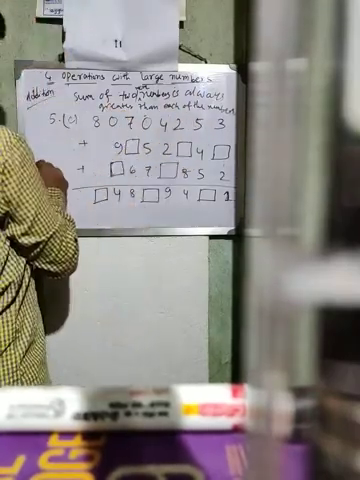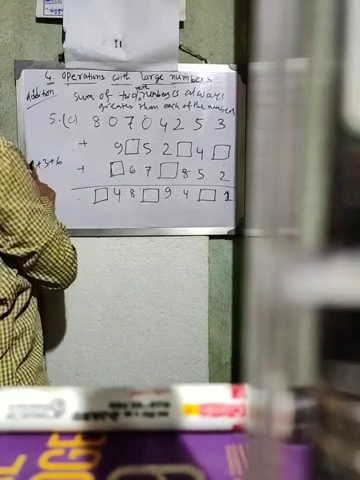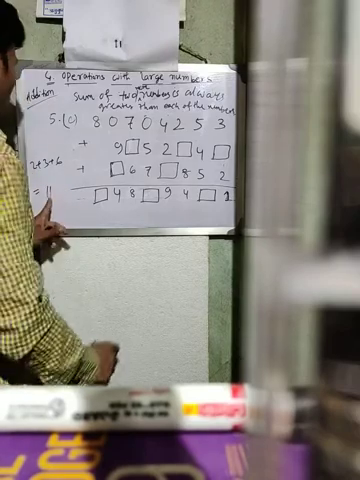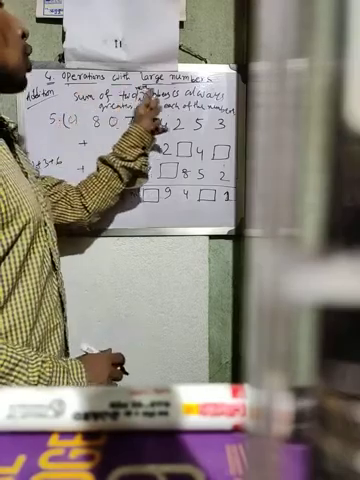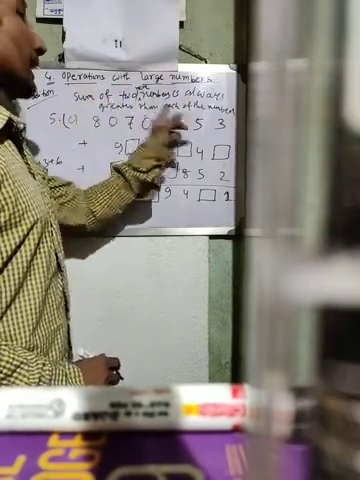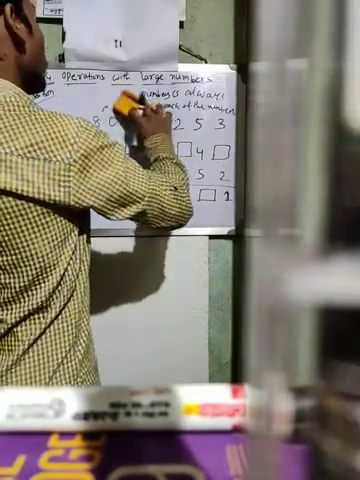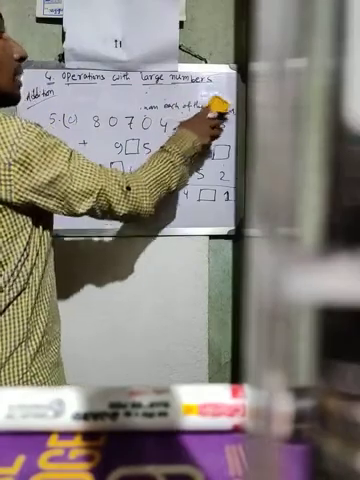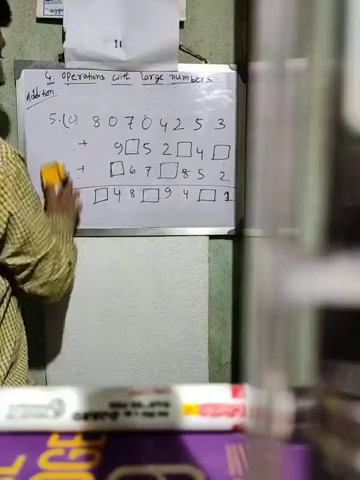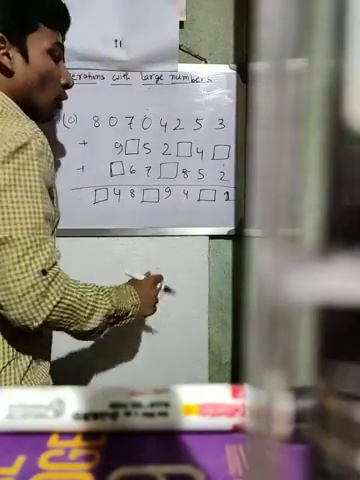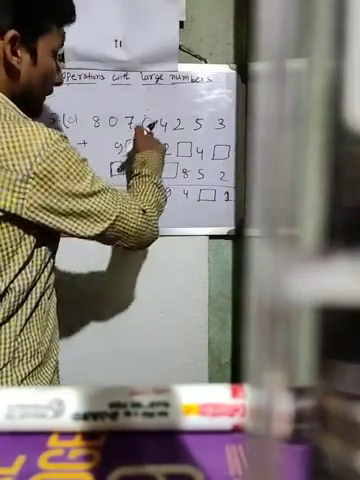Like 2 plus 3 plus 6 is equal to 11. So 11 is greater than 6, greater than 3, and also greater than 2. So remember, the sum of two or more numbers is always greater than each of the numbers. Clear? So now to find this, you have to add these numbers.